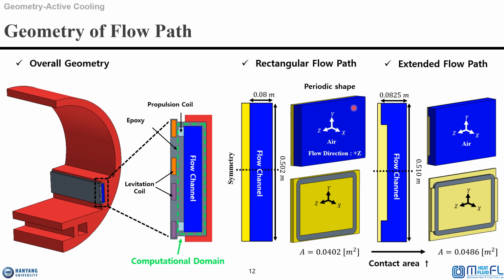Two distinct cooling passage shapes were investigated. First one is the rectangular shape, which cools only one side of the coil, and second one is the extended shape, which is capable of cooling both the upper and lower side of the coil simultaneously.